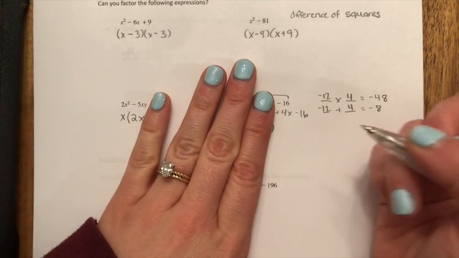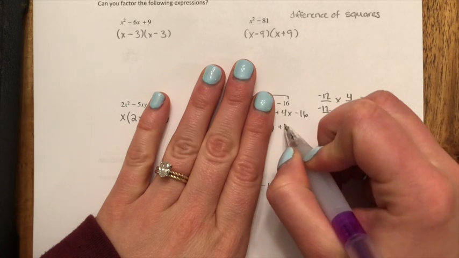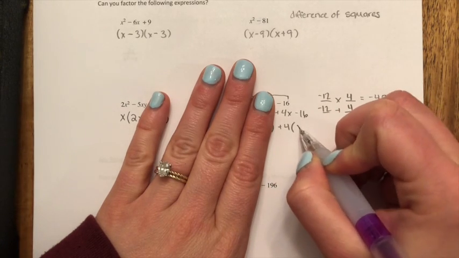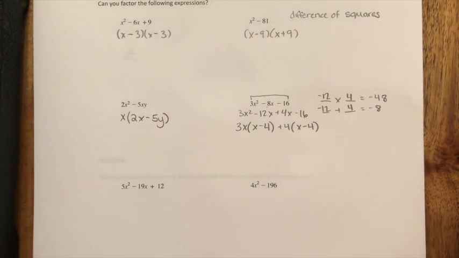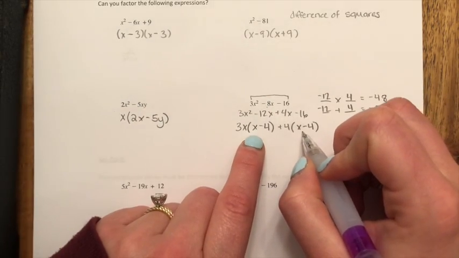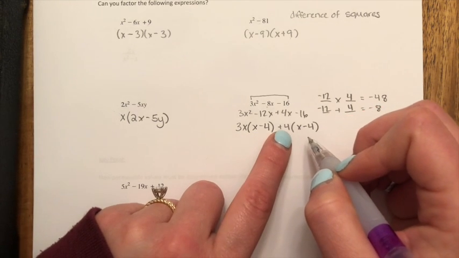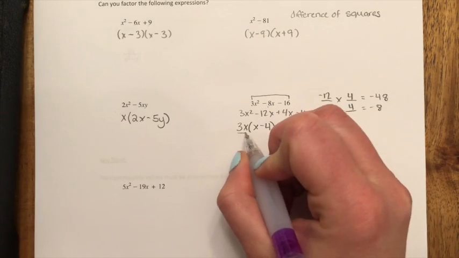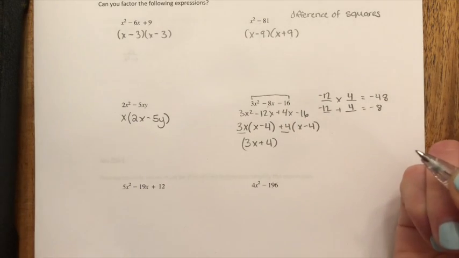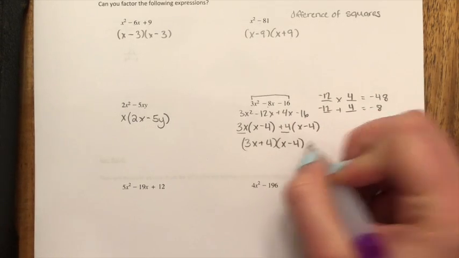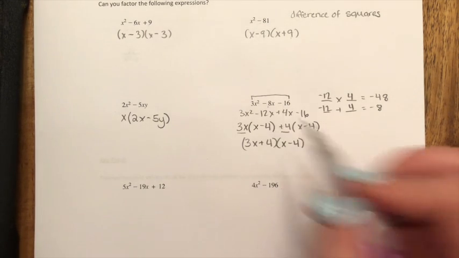Then I look at just the other two, so plus 4x and -16. I can pull out a +4, and then I'm left with an x and a -4. What's important here is that my x minus 4's now match. So I have 3x times x minus 4, and I have 4 times x minus 4. These two terms become one binomial, and then the matching one that I have in brackets is the other binomial. So that's the factored form of this.